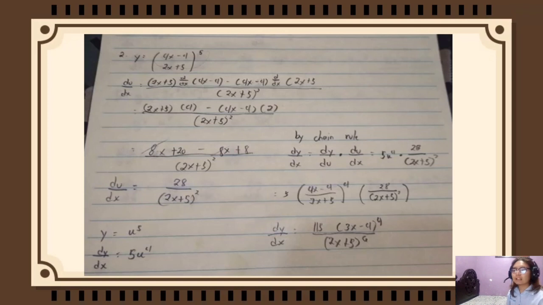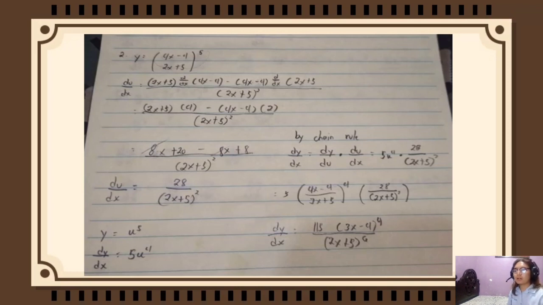Tapos ito naman, ano naman to? Di ba ito yung nakuha natin dito. Okay. In-explain ko lang saan nakuha. Ngayon, multiply natin. Multiply na natin siya. Di ba? Multiply na natin siya. Ito.